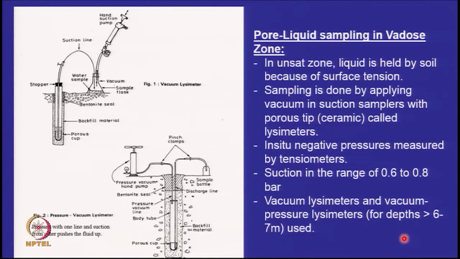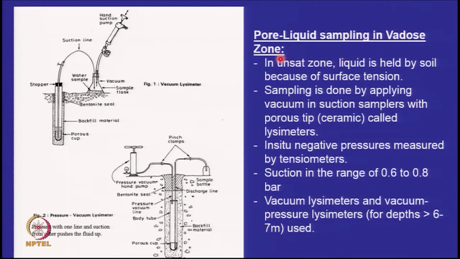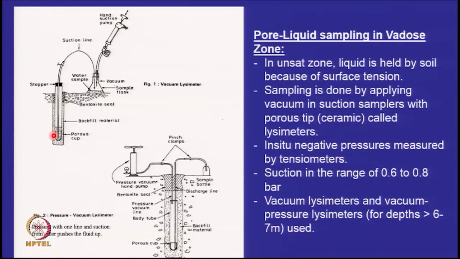Very briefly, you can read up about pore liquid sampling in the vadose zone on something called lysimeters. We don't use lysimeters in soil mechanics so much, but a lot of agricultural engineers use them. And basically what is it? It's a kind of tube with a ceramic or a porous cup, and you apply a suction in it, and you hope that the water will come into this tube, and then you can pull it out by suction. If it won't come out through suction, you can put some pressure in it and it will come out.